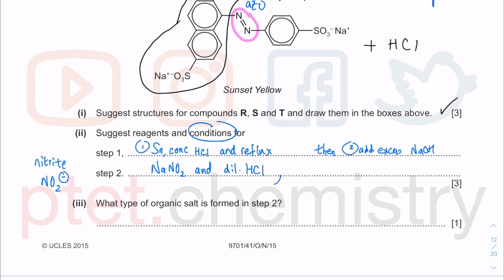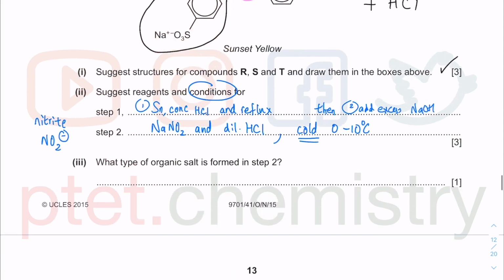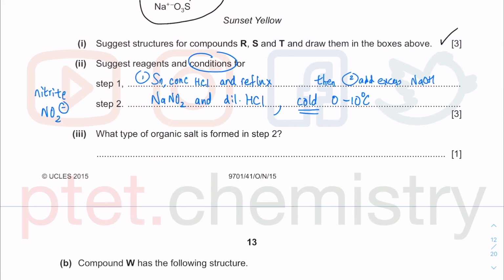But the conditions, now do not forget the conditions. It has to be kept cold around 0 to 10 degrees Celsius, or 0 to 5 degrees Celsius would have been acceptable. Usually we just keep it in an ice bath to prevent the nitrogen from escaping as nitrogen gas, which can happen very easily if you do this at room temperature.